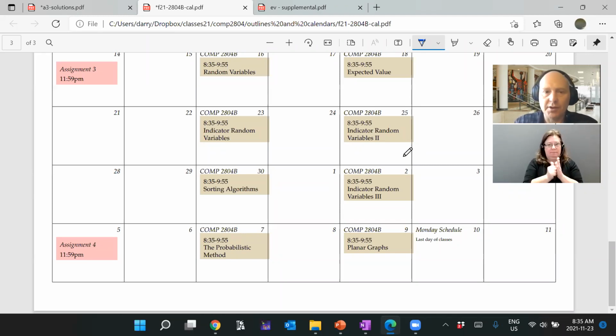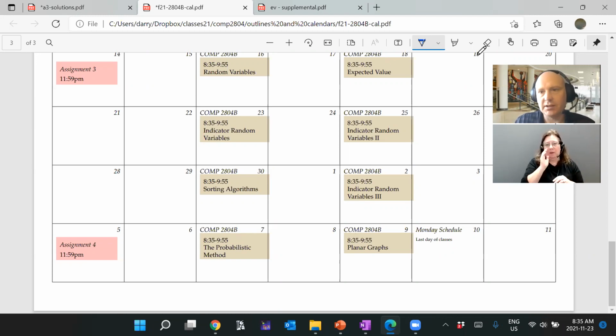So today we're going to talk about indicator random variables, which are a type of random variable, but to do a specific job. They count things for us, which sometimes we want to count events instead of giving them a value. So the values we give them are 0 or 1.